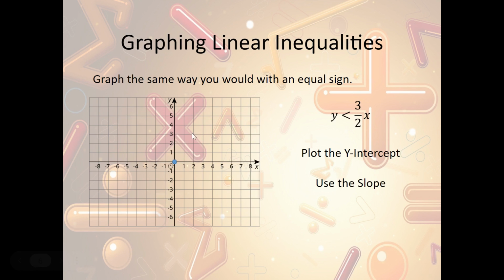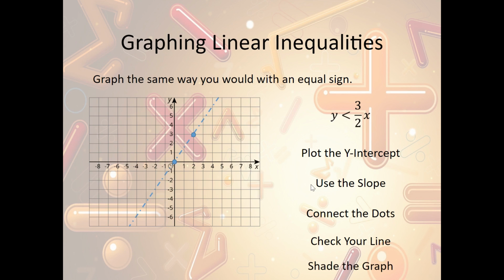So I go up 3 to the right 2, plot my point, and normally I would just connect the dots. But I need to check to make sure I have the correct line, which in this case, they didn't add anything extra, so I don't either, so it should be a dotted line. So there's my dotted line.